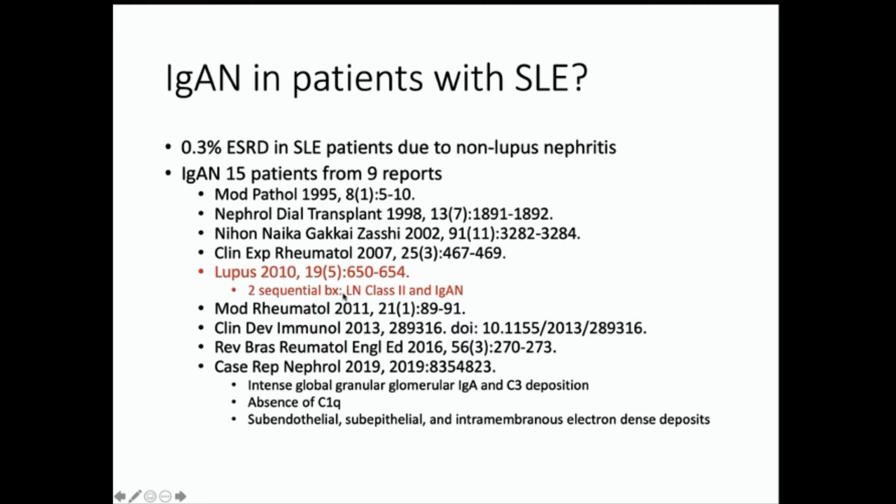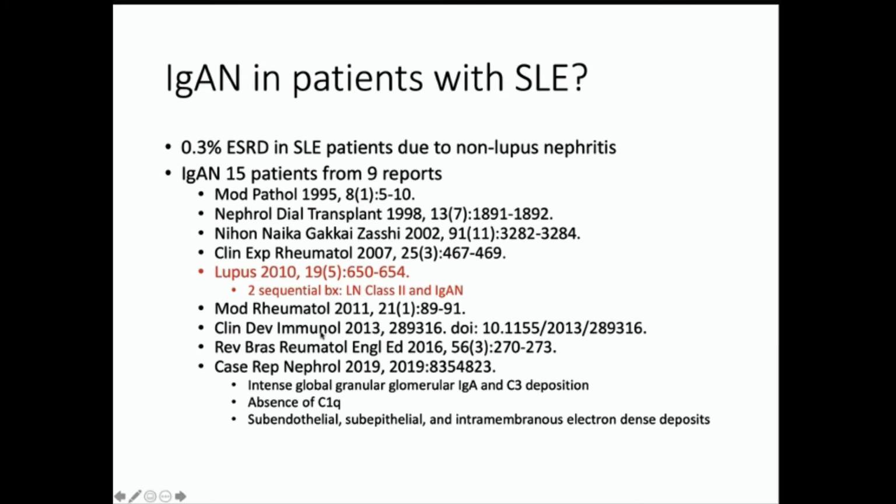Interestingly, if we look at this report, one patient had 2 sequential biopsies. The first biopsy was called lupus class 2, which means it has mesangial hypercellularity. And then the second biopsy was read as IgA nephropathy. Actually, this situation in real life is not uncommon. We have seen this. And more interestingly, for a patient with lupus that causes ESRD, after transplant, when the lupus nephritis recurs, the first time we see it, it's questionable: is this lupus or is this IgA nephropathy? So that's the situation.